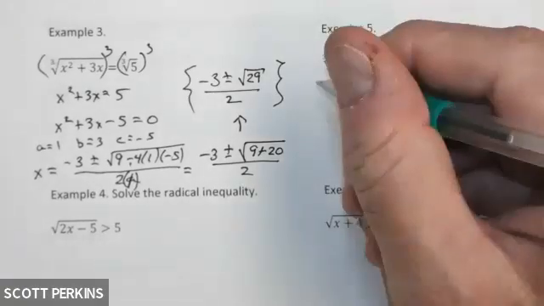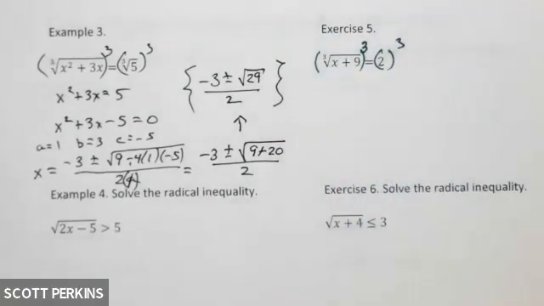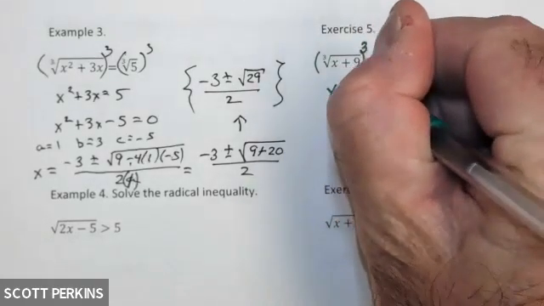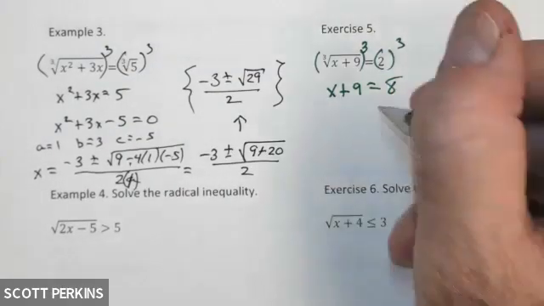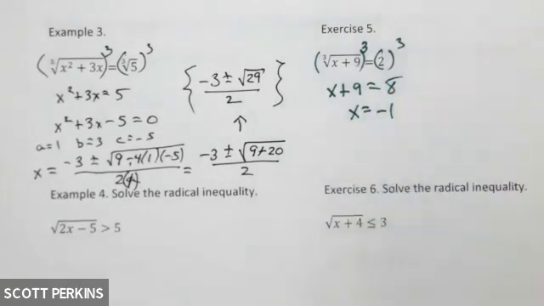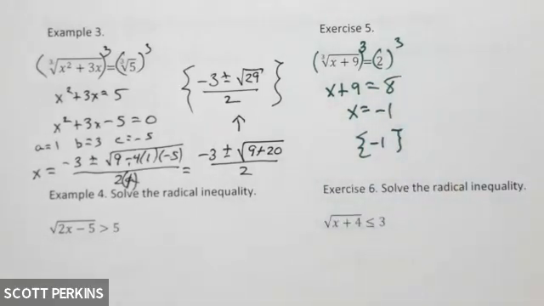All right, so once again, I'm going to cube both sides. Cube and cube. So the cube root of x plus 9 cubed is x plus 9. 2 cubed is 8. And when I subtract 9 from both sides, your answer should be -1. You are welcome to check that. It works perfectly. So I'm just going to throw that in a solution set, -1.